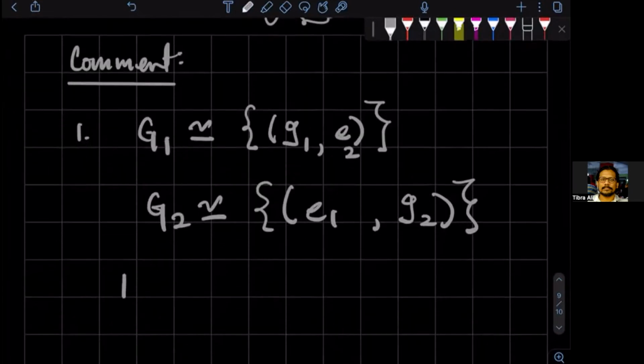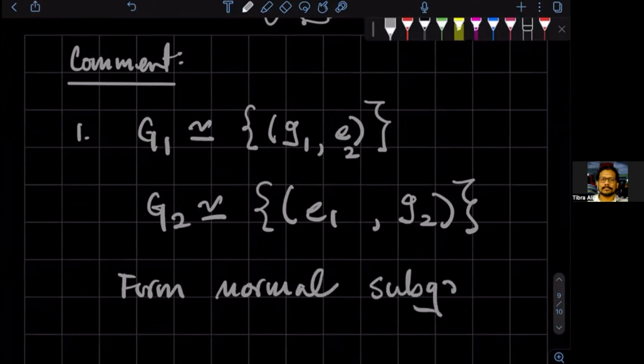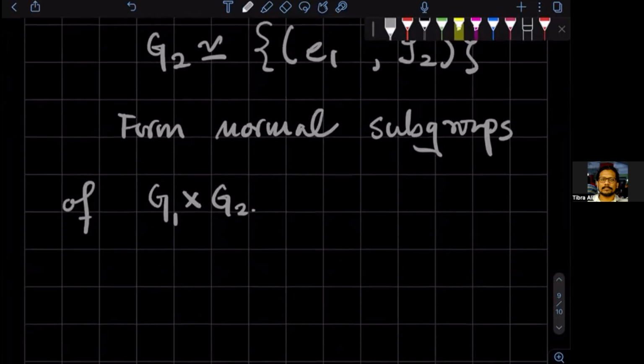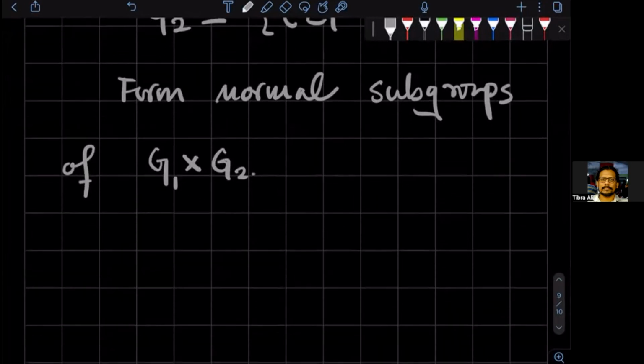So these form normal subgroups of G1 cross G2. Okay? Now, there is another subgroup which is not a normal subgroup.